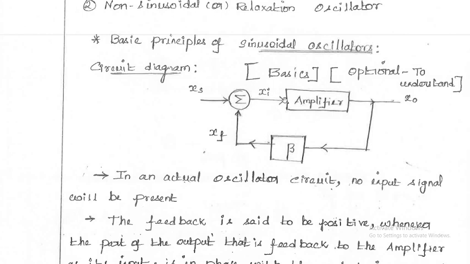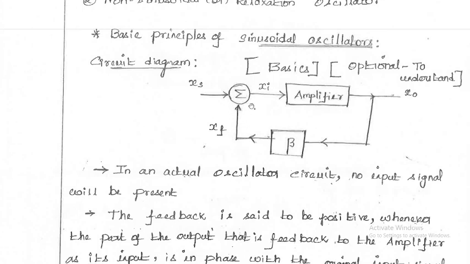This diagram shows the first input as xs, the source input. Here the term x can be either voltage or current, so commonly I use the term x. xs is the source input, xi is the input signal, and x naught is the output, which may be a voltage or current. A part of the output is given to the feedback network, beta, by sampling. Using the sampling network we give part of the signal to the feedback network, and xf is the feedback signal. So this is the explanation of this circuit.